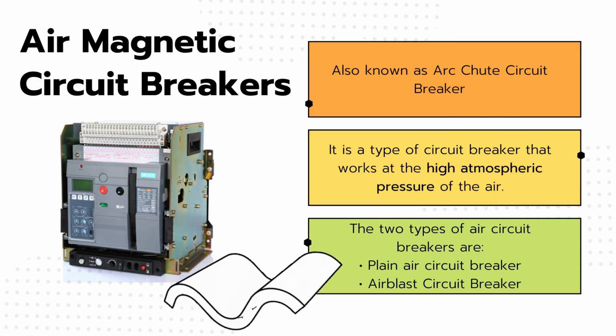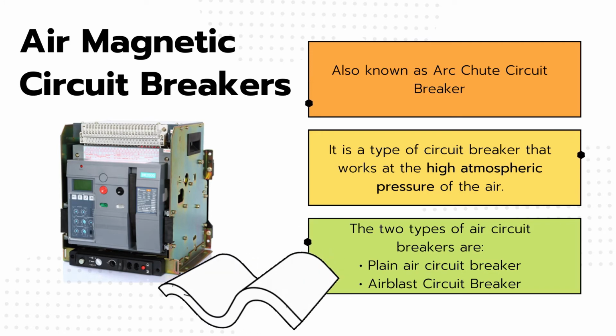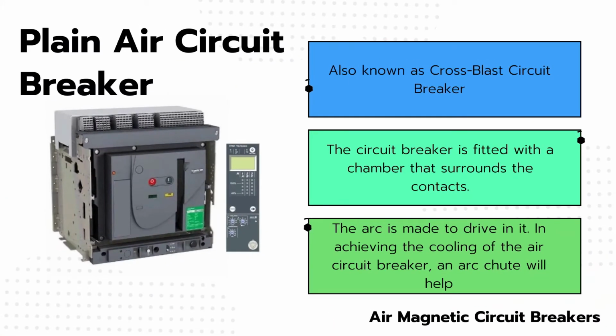So there are two types of air circuit breakers. First is the plain air circuit breaker, which is also known as cross blast circuit breaker. In this, the circuit breaker is fitted with a chamber that surrounds the contacts. The arc is made to drive. In achieving the cooling of the air circuit breaker, an arc chute will help.